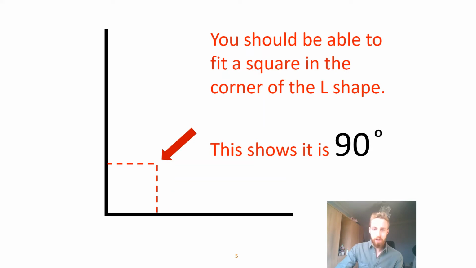If you have a look now, I've drawn a little red dotted square between those two black lines because that shows you that it is exactly 90 degrees. If they were a little bit bigger or a little bit smaller, it might be nearly a square, but it wouldn't be a square exactly, so it wouldn't be 90 degrees and it wouldn't be a right angle, even if those two black lines were slightly bigger.